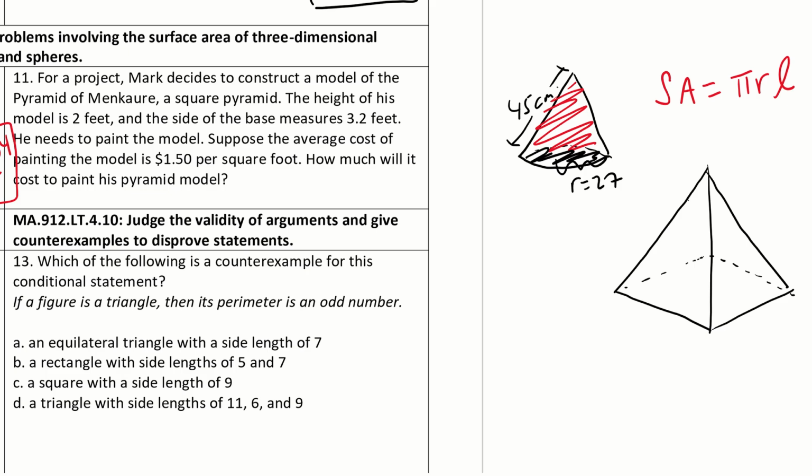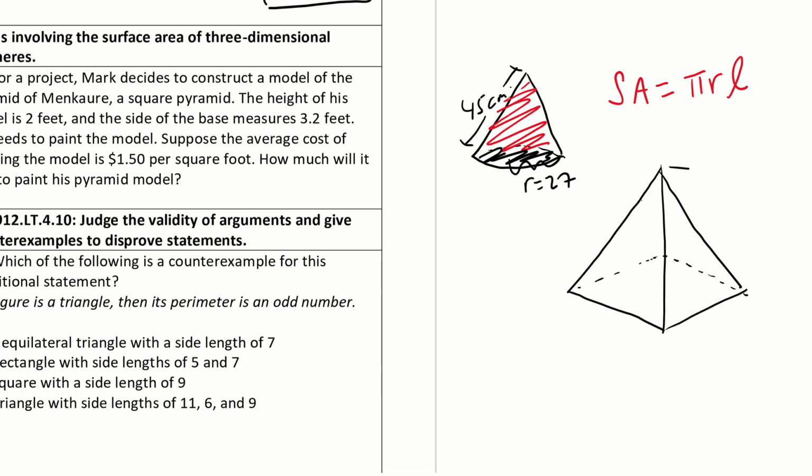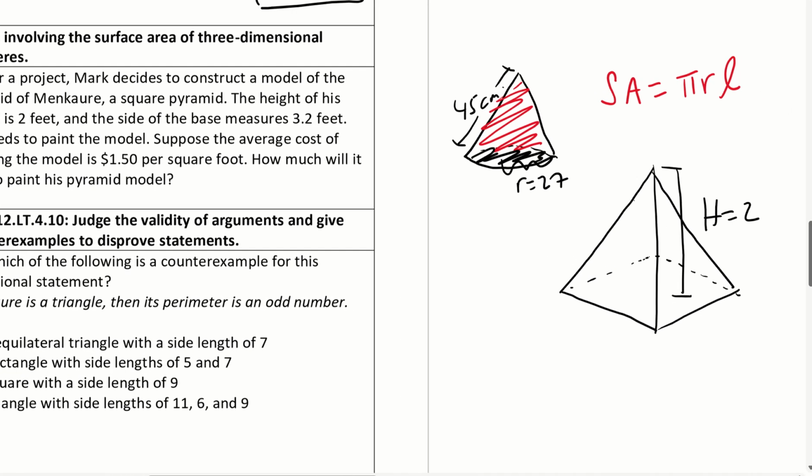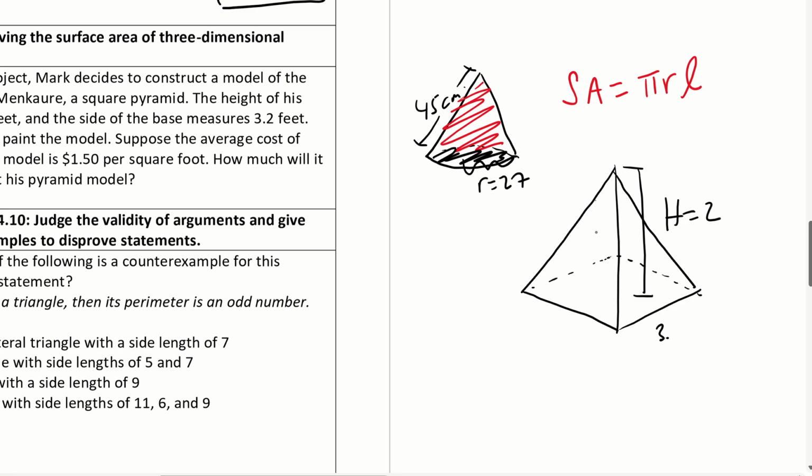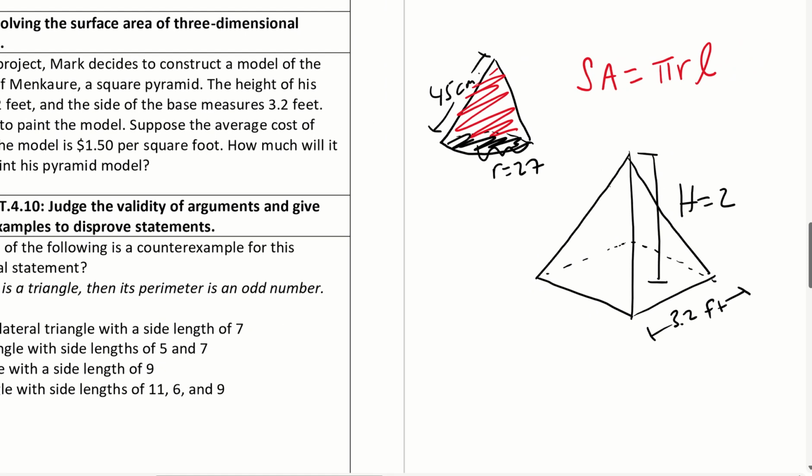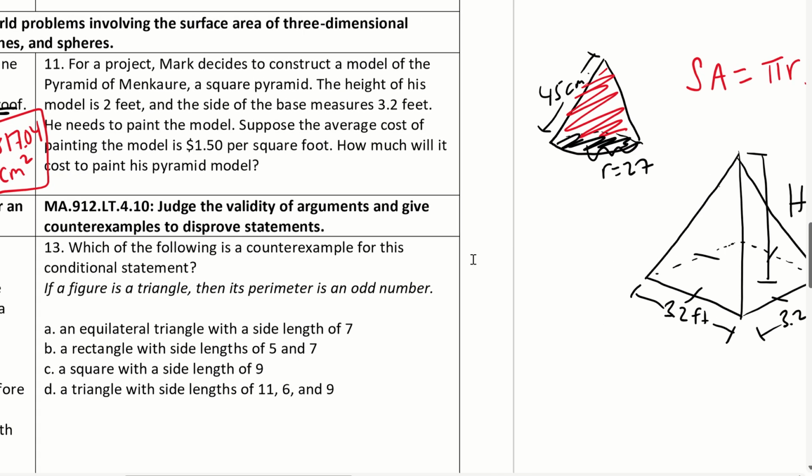Okay, so we got a square pyramid. Something that kind of looks like that, right? Square pyramid. The height of the model is 2 feet. So that's the capital height. The side of the base measures 3.2 feet. Again, this is not drawn to scale. If that's 3.2 feet, then that means this is 3.2 feet here as well. Okay, everywhere. So these are all the same. Since it's a square pyramid, he needs to paint the model. Suppose the average cost of painting the model is $1.50 per square foot. How much will it cost to paint his pyramid model?